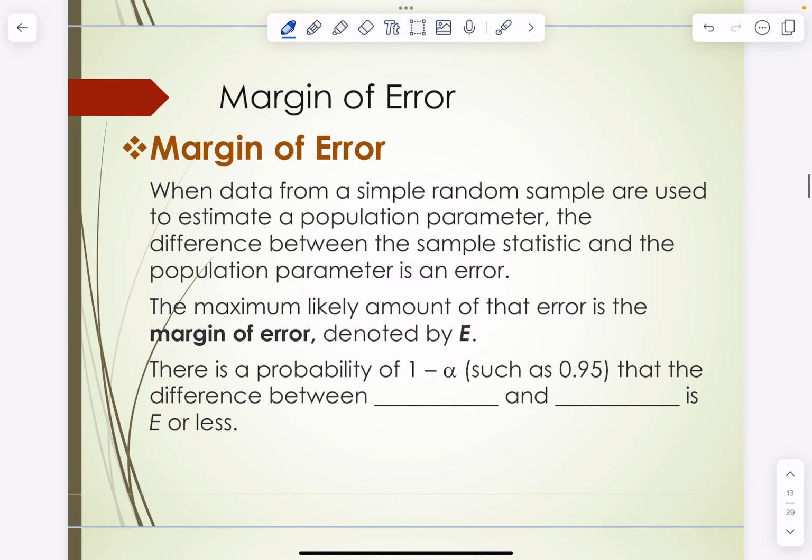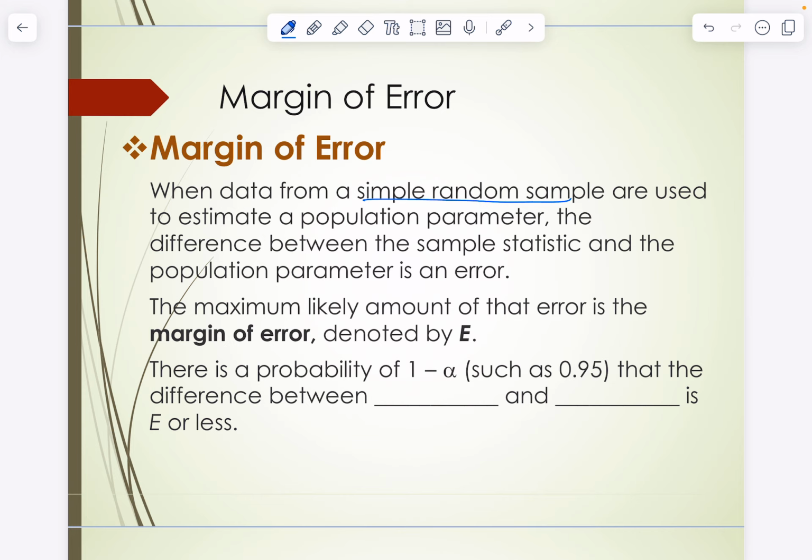All right, so we talked about the critical values. Now we're going to talk about the margin of error. When data from a simple random sample, that'll be an important thing to remember. We always want to have a simple random sample. That's necessary for this theory to work. When data from a simple random sample are used to estimate a population parameter, such as proportion or mean, the difference between the sample statistic and the population parameter is an error.